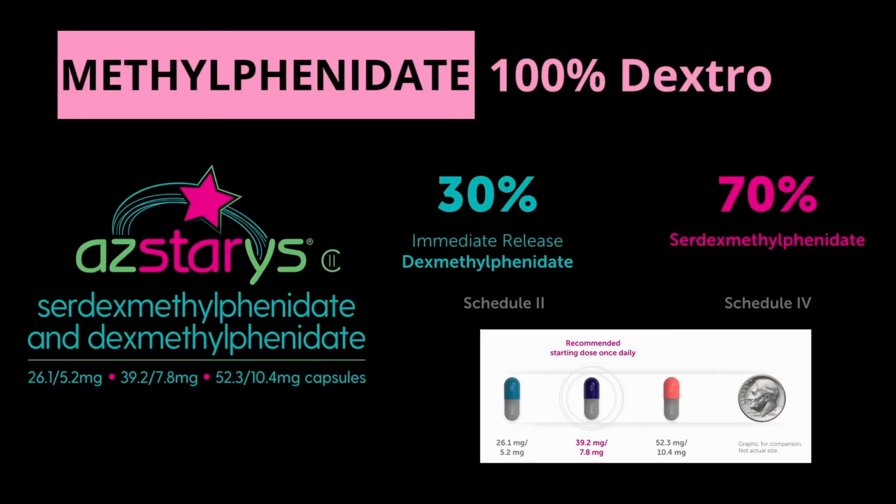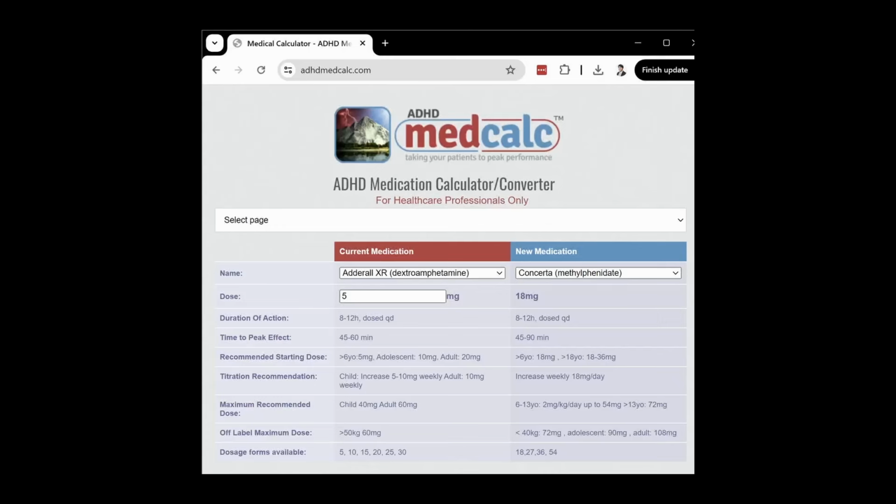All right, and then it's worth noting that there are calculators that help you convert to the different medications. There's ADHDmedcalc.com. So this gives very rough estimations of dosing equivalents, but as we've learned, there are different isomer mixtures and different release mechanisms, so it's truly impossible to get a perfect conversion.